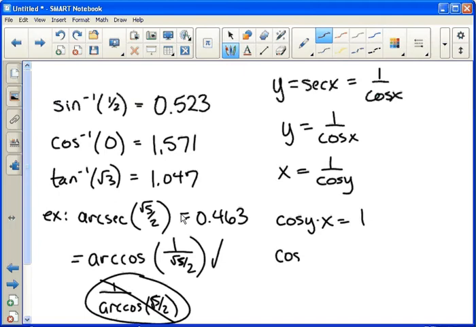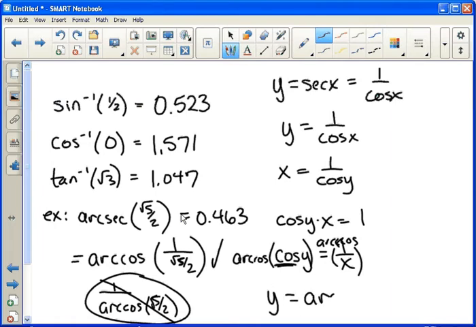And then to get rid of this cosine, so y is by itself, I just do arc cosine of both sides. I think I have one too many c's there, sorry about that. So that gives us y equals arc cosine of 1 over x. So hopefully that shows you why we end up with the 1 over inside the parentheses.